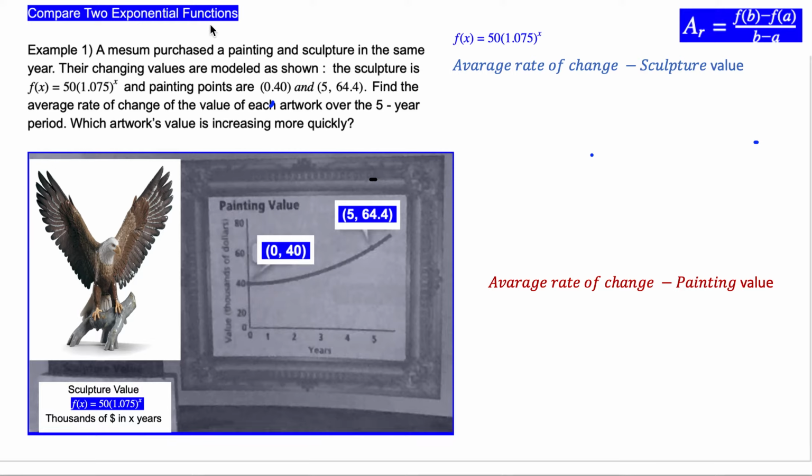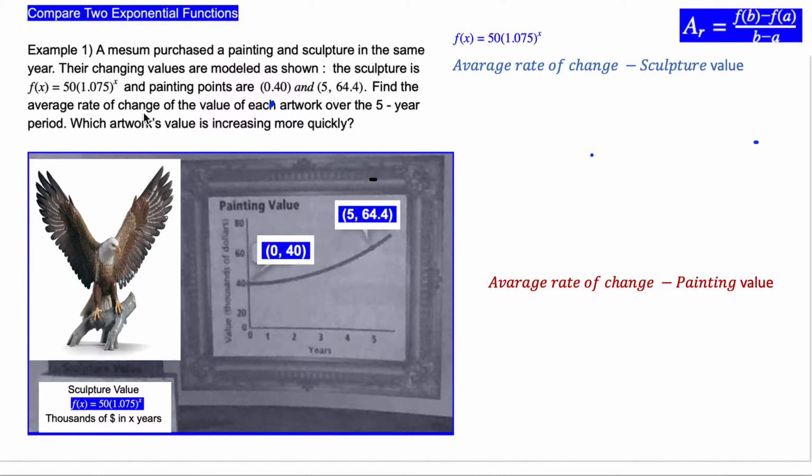Compared to exponential functions, example 1. A museum purchased a painting and sculpture in the same year. Their changing values are modeled as shown. The sculpture is modeled by the function f of x is equal to 50 times 1.075 to the exponent x. And the painting points are (0, 40) and (5, 64.4).